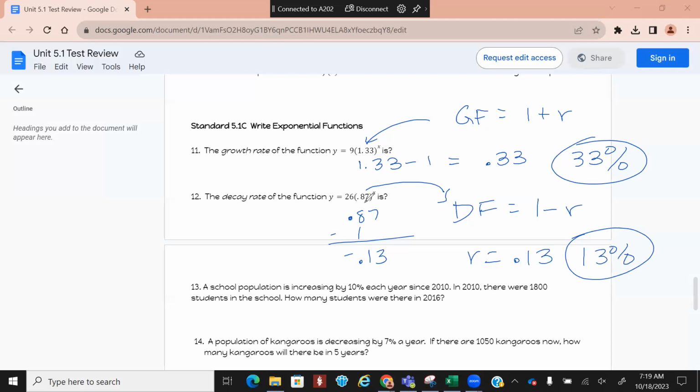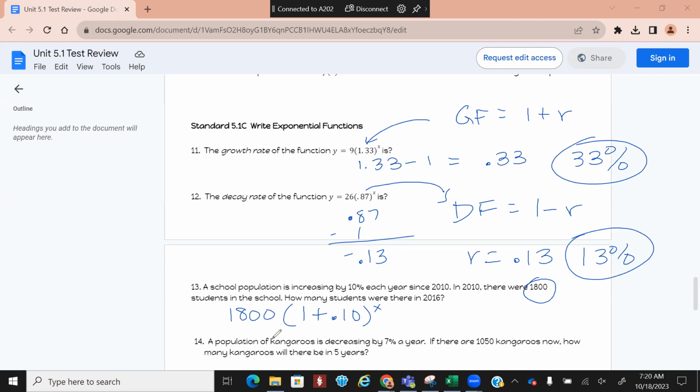Okay. On 13, it's asking you to write the equation, and to figure out how many students there are. So on this first one, it says a school population is increasing by 10% each year since 2010. In 2010, there were 1,800 kids. What was my initial value? My initial value was 1,800. So it's going to be 1,800, and we're going to multiply it times 1 plus R. So that's 10%.